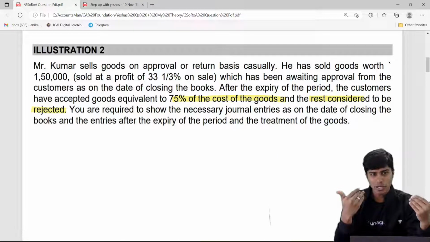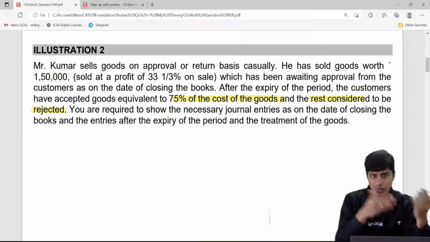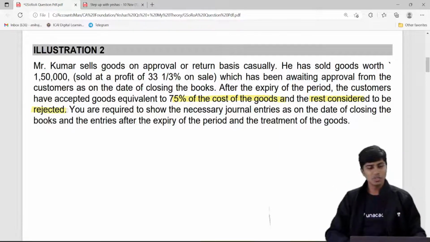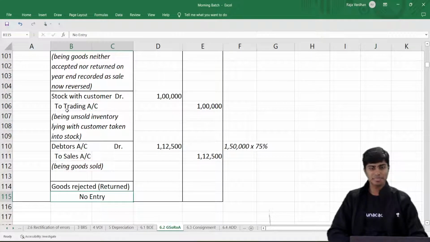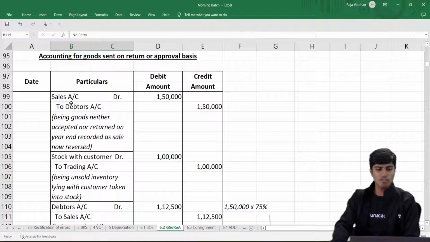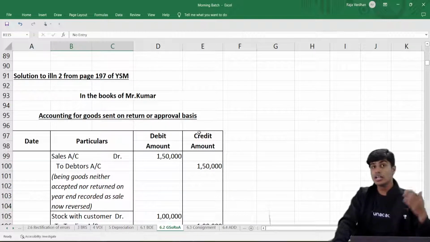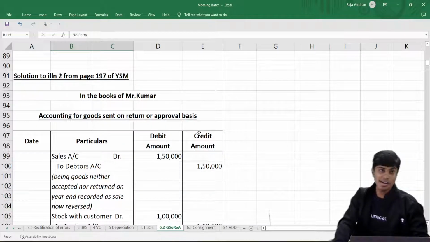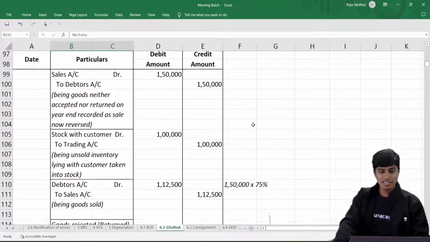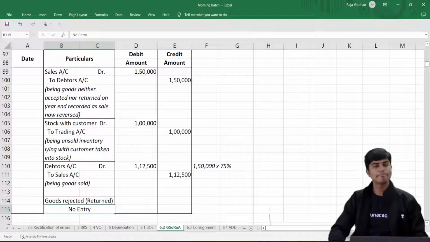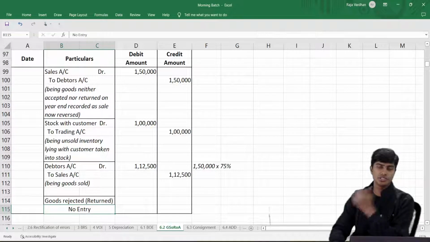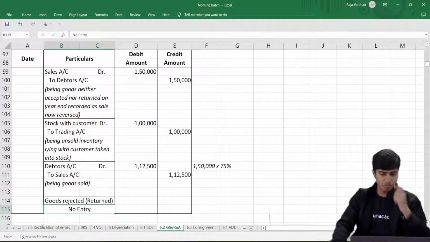When they give the goods back to us, what we already did in accounts is happening in real. So there is no requirement of an entry for goods rejected and returned. And this is the end of our question on Mr. Kumar's transactions. Yep, this is the end.